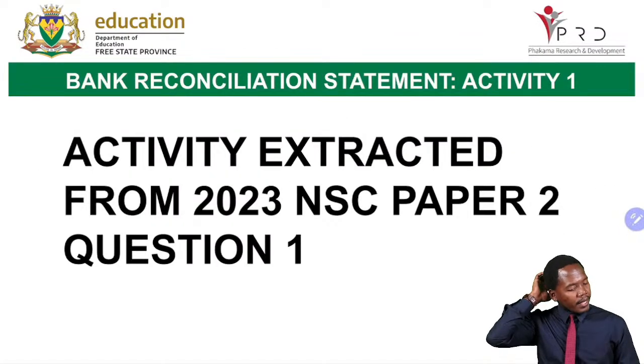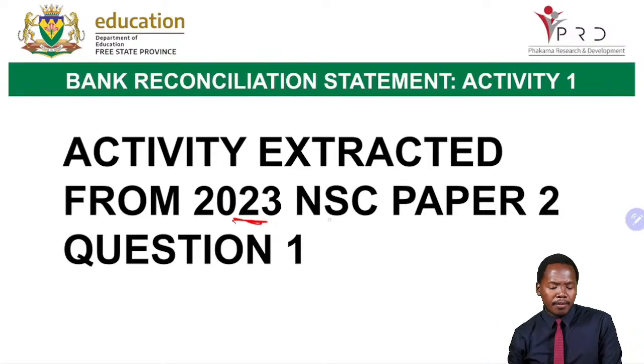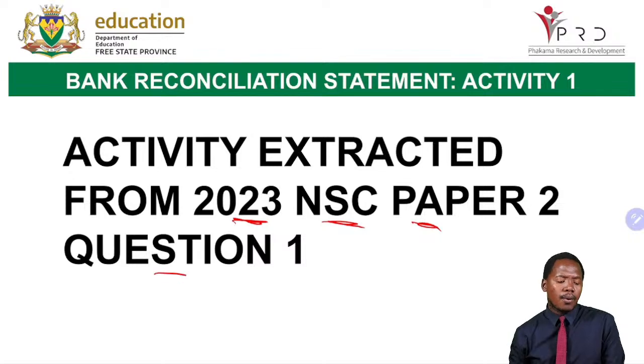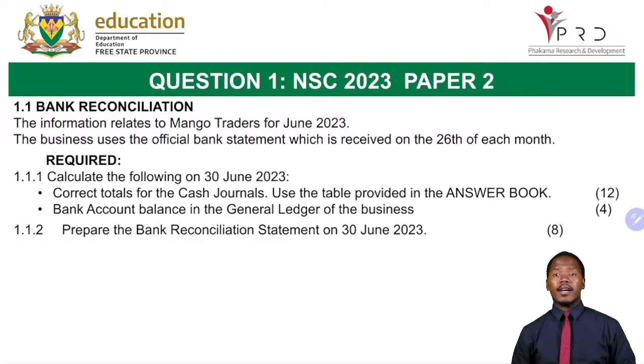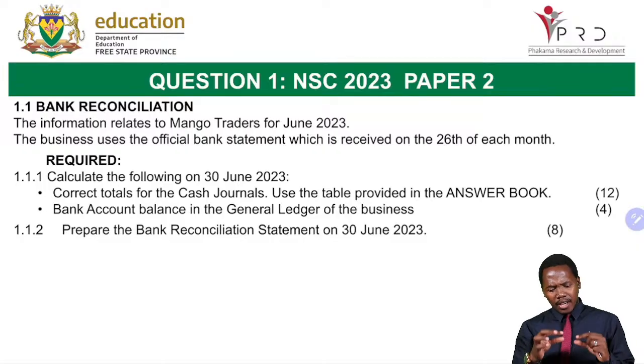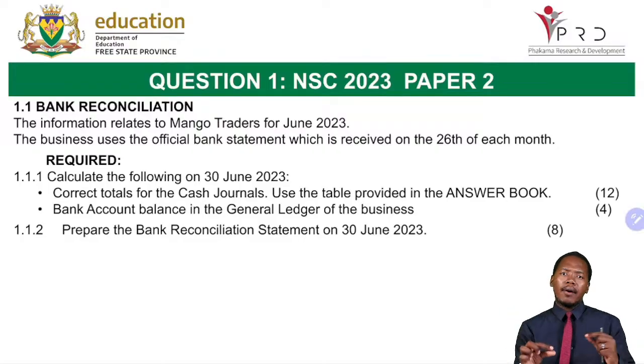Now, the paper that we are doing is extracted from the 2023 NSC paper 2, question 1. So you have your worksheet, you have your question paper. Please also refer to that question, question 1. Now let us check what is given to you here. I'm just going to go through the information, and then later on we're going to break down each and every piece of information into smaller pieces and solve each and every item one by one.